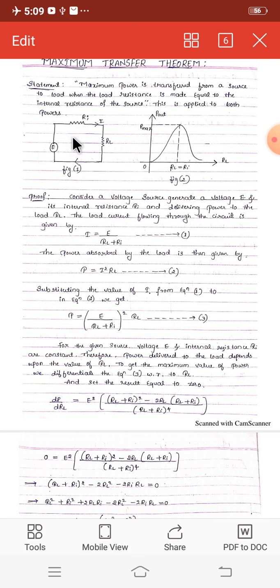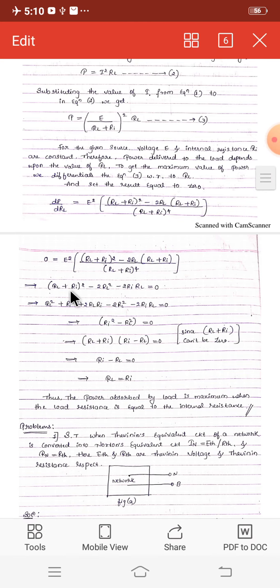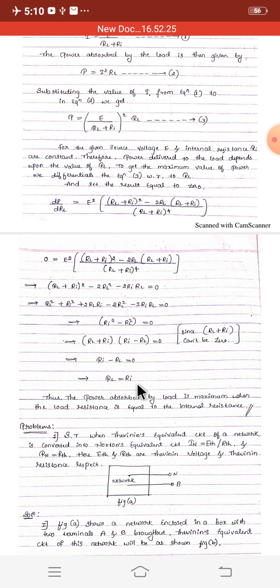We have to prove Ri equal to RL. So the current flowing through this circuit is what? I equals E by R, E divided by (RL + Ri). P equals I² RL. So put the I value in this expression, differentiate with respect to RL, substitute the values of Ri and RL, and simplify this equation. We will get RL equal to Ri. This is only the maximum transfer theorem.